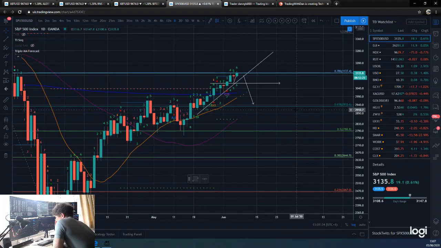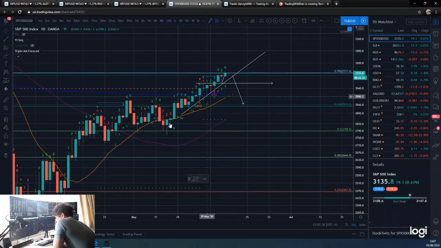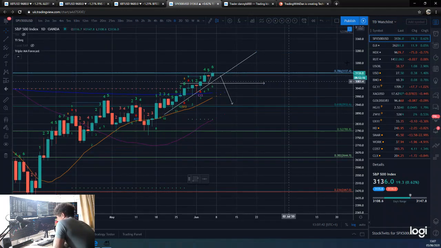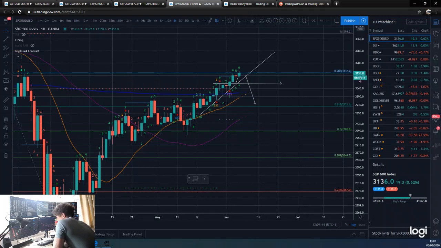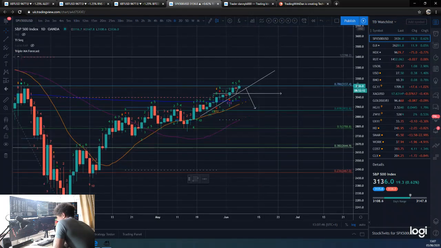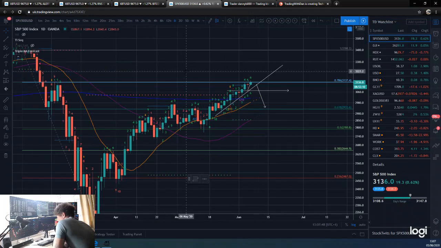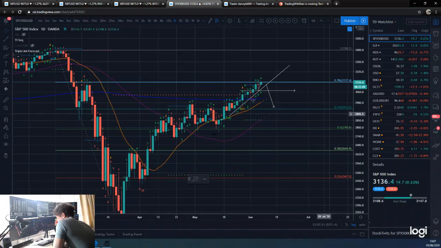But all we've really got is that trend line. If we use this trend line, a potential move down, and then potential rejection right here where we are at the 786. If we clear this 786, then we're just onwards and upwards, guys. Looking pretty strong.